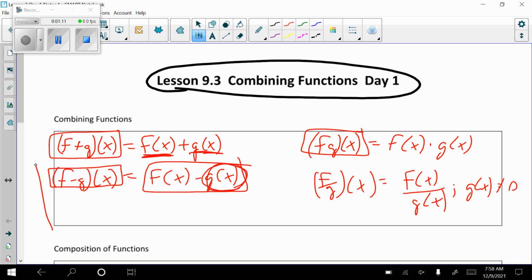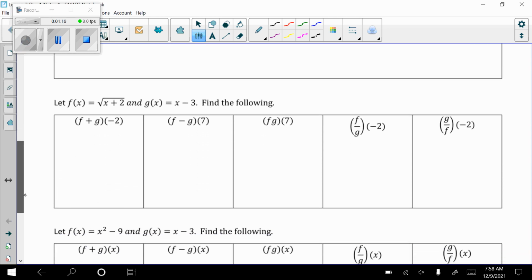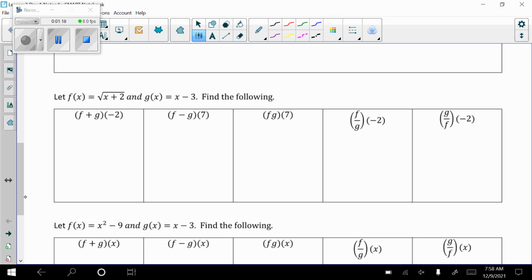Okay, we're going to come to the section here. Let's just practice the combining of functions with addition, subtraction, multiplication, and division. So we're going to go through this. Let me work through the first one with you.